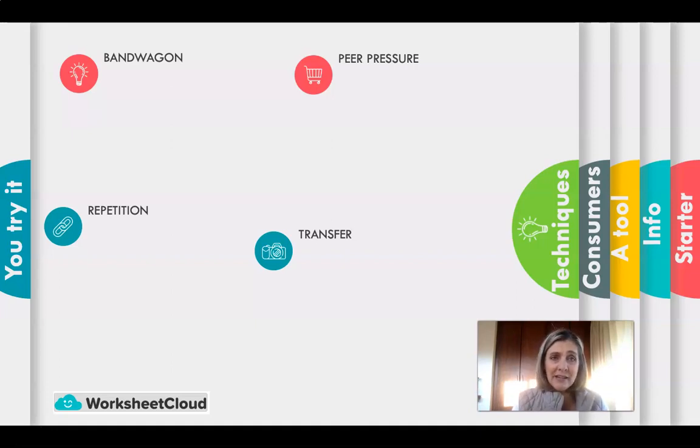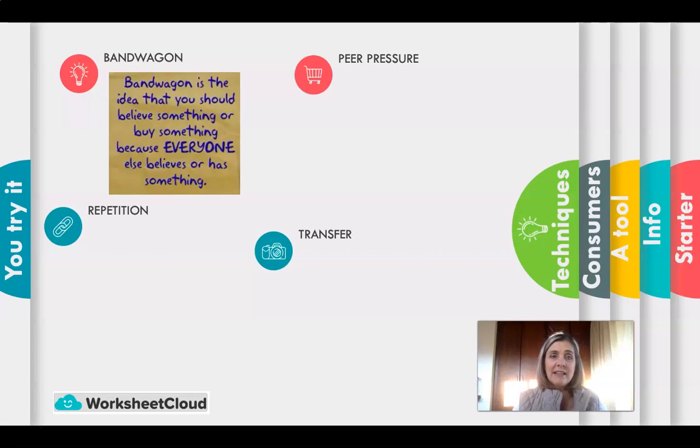So you've got bandwagon, and again, remember that is the idea that you should believe something or buy something because everyone else believes or has that something. So bandwagon means you don't want to be left behind. You want to get on the bandwagon. So actually, in the olden days, there used to be a wagon that they used to transport things with. We now have cars. But you don't want to be left behind. You want to be in the same car with everybody else, getting the product or believing the thing that they have.